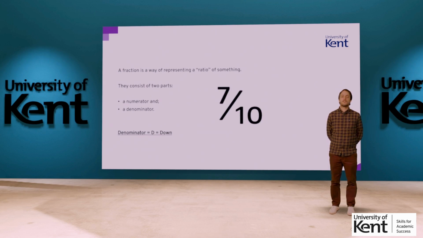On the right here, we have the fraction of 7/10. We can see that the 7 on the top is our numerator, and the 10 on the bottom is our denominator.